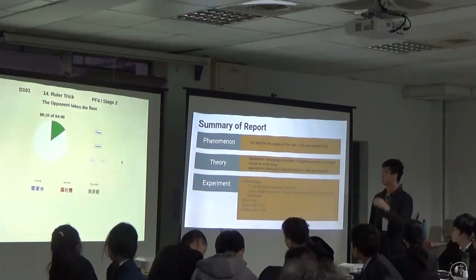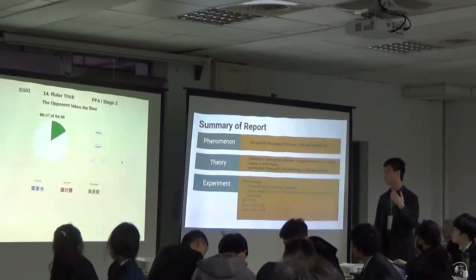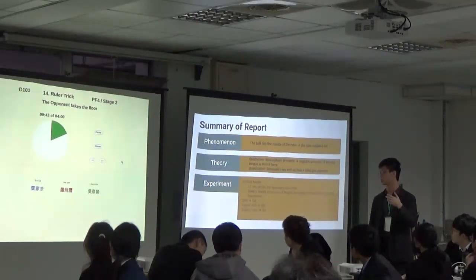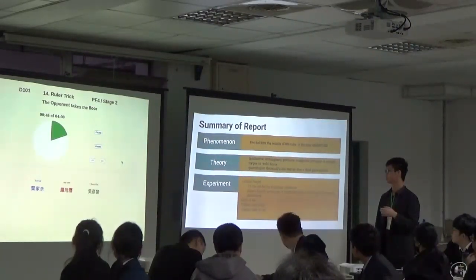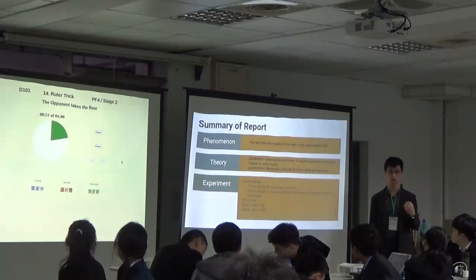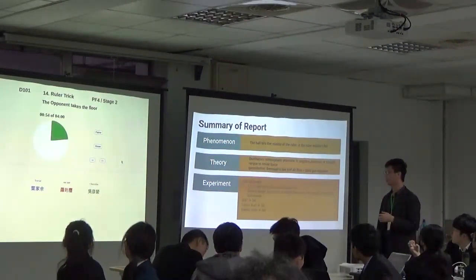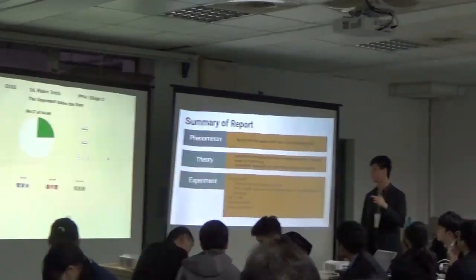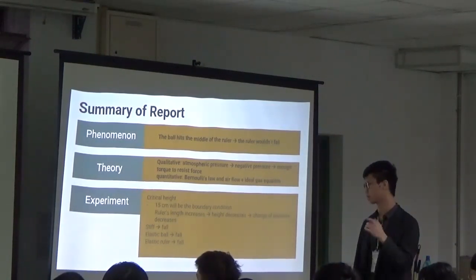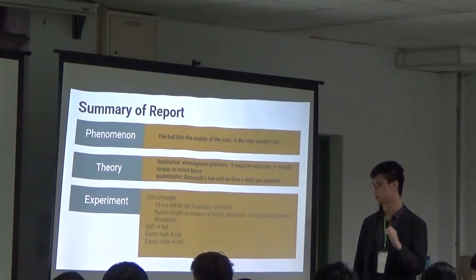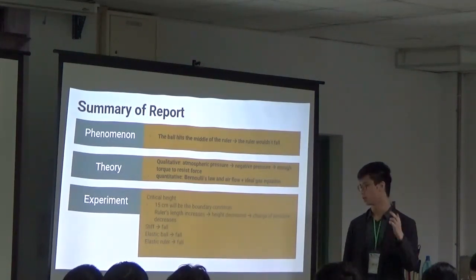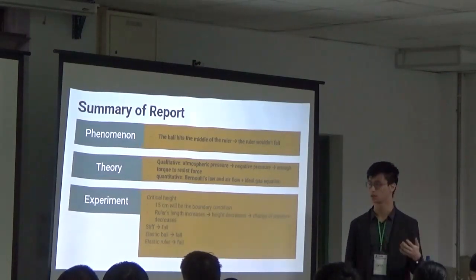They established a really good qualitative analysis about atmospheric pressure and negative pressure, which causes enough torque to resist the force. They also established a quantitative analysis using Bernoulli's law, airflow, and the ideal gas equation. For the experiment, they found the critical height of this phenomenon, and 15 centimeters is the boundary condition. As the ruler's length increases, the height decreases and the change of pressure decreases, and stiffness will cause the ruler to fall. The elastic ball and the elastic ruler also cause the same results.